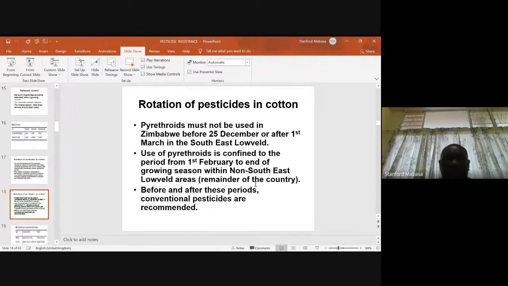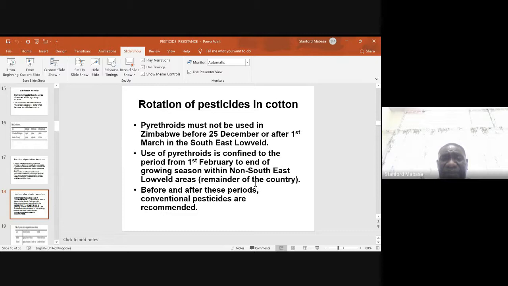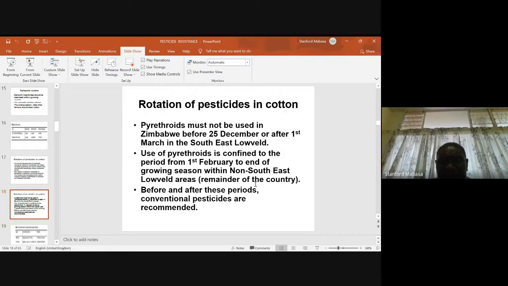Now, looking at the rotation of pesticides in cotton, pyrethroids must not be used in Zimbabwe before 25 December or after 1st March, that is in the southeast low veld. The use of pyrethroids is confined to the period from 1st February to end of growing season within non-southeast low veld areas. That is the remainder of the country.